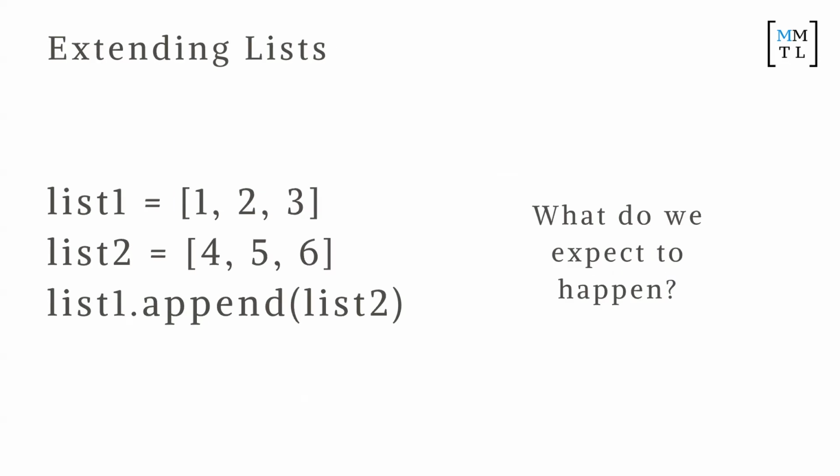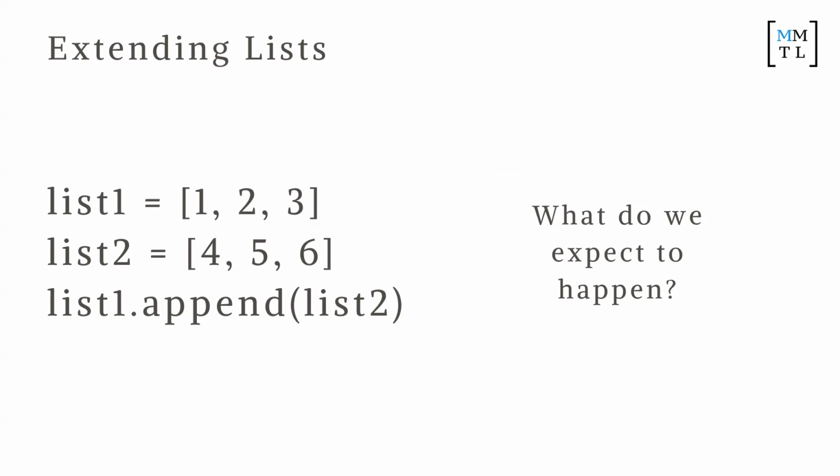All right, extending lists. So say you have list1 equals 1, 2, 3, and then list2 equals 4, 5, 6. What do you expect to happen if you append list2 to list1? So it will be a list of all included in the list.